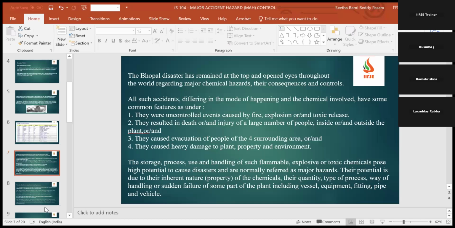So these are some of the characteristics. Sometimes their quantity also matters. Sometimes how your process, meaning your manufacturing process, can also lead to a major hazard. Then sometimes the way of your handling, how you are handling. If you are not handling such a hazardous chemical properly, then also it leads to a major accident.